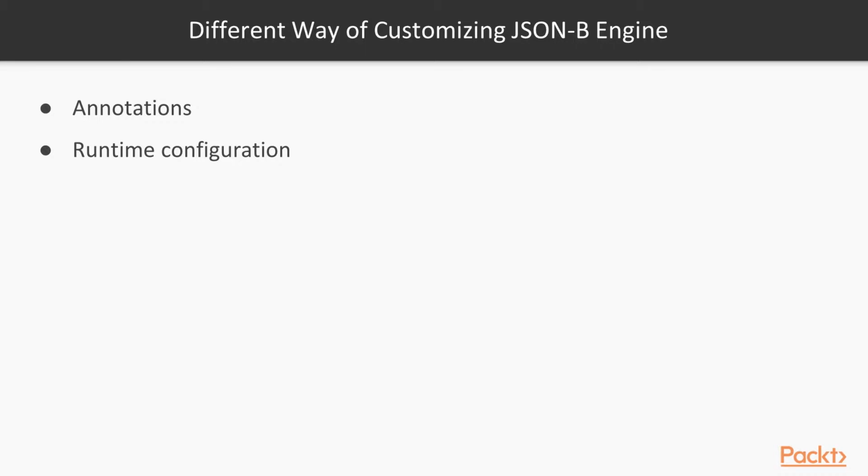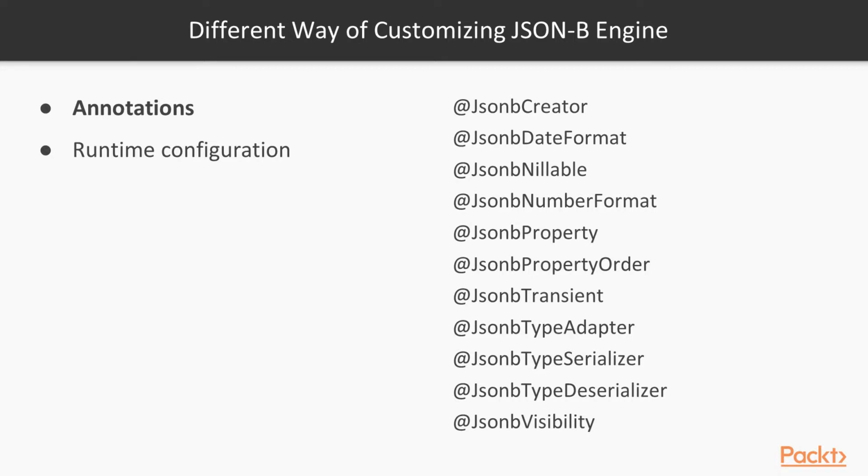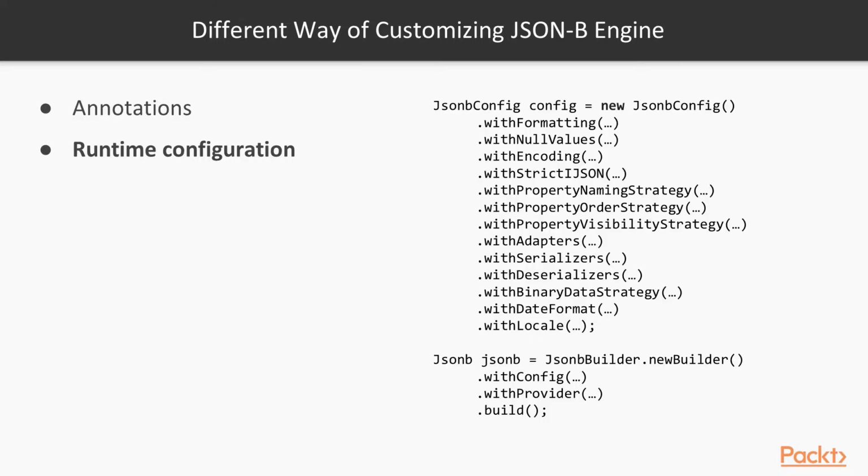There are two ways JSON-B can be customized: annotations, compile time, and runtime configuration. These are all annotations supported by JSON-B, 11 annotations in total. You put these annotations on classes you are processing with the JSON-B engine. This is why it's called compile time. You cannot put them on classes you don't have sources for. The second way is runtime configuration. You create a customized JSON-B engine and provide your configuration at runtime.